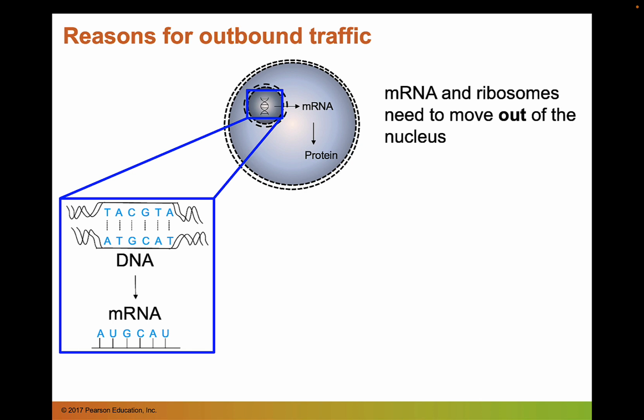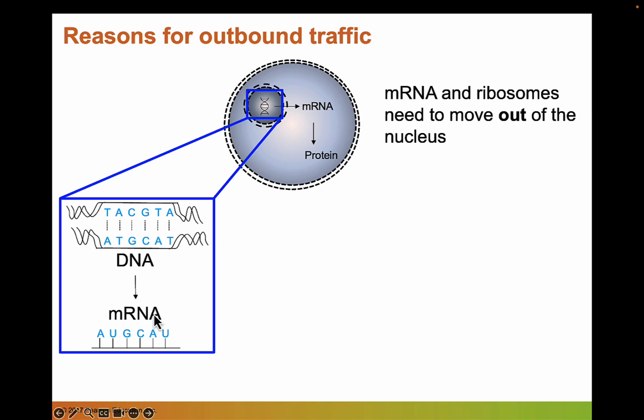So we're just going to talk about a few examples for outbound and inbound traffic. So the first one we're going to talk about is transcription. mRNA, right, is copied from DNA. So here we have this complementary sequence of mRNA being made where if there's a T, then we have an A, or an A and a U. And this mRNA, as we just talked about, is going to be used by ribosomes to make proteins either in the cytosol or in the ER.